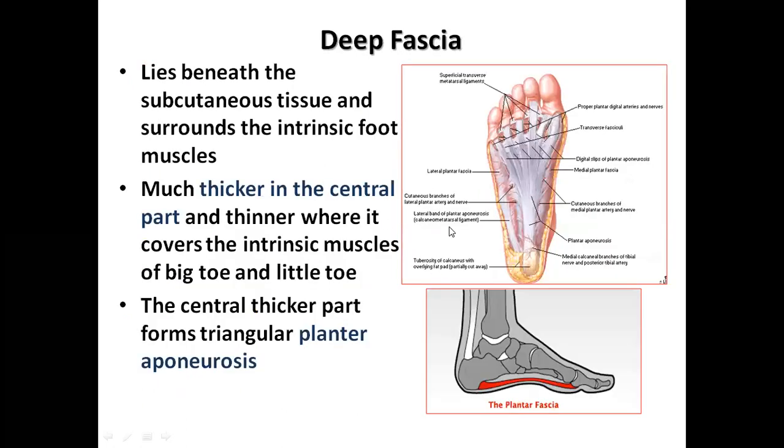Now, the deep fascia. Once you start doing dissection and cut the skin, just below the skin we will come across the deep fascia, which lies beneath the subcutaneous tissue and surrounds the intrinsic foot muscles. It is much thicker in the central part and thinner where it covers the intrinsic muscles. This is actually the plantar aponeurosis.